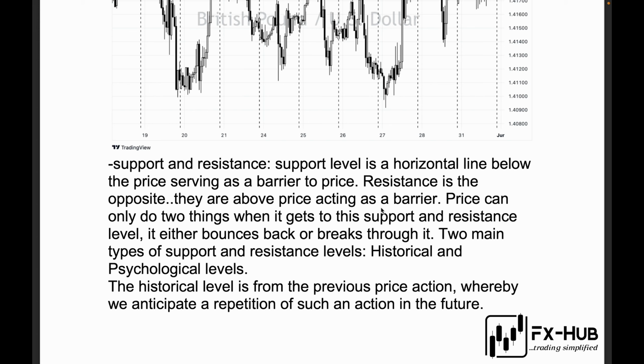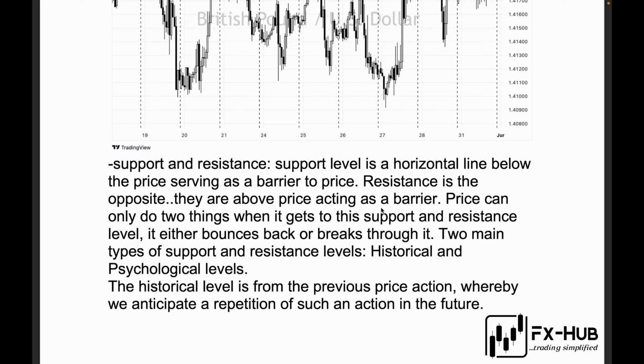Now, we'll be speaking about two main types of support and resistance: the historical and the psychological level. The historical level is a support or resistance level that has its reference point from a previous price action. So what do I mean by this? It is a level of support or resistance in charts whose reference point is from a previous price action. That's what we refer to as a historical support and resistance level.